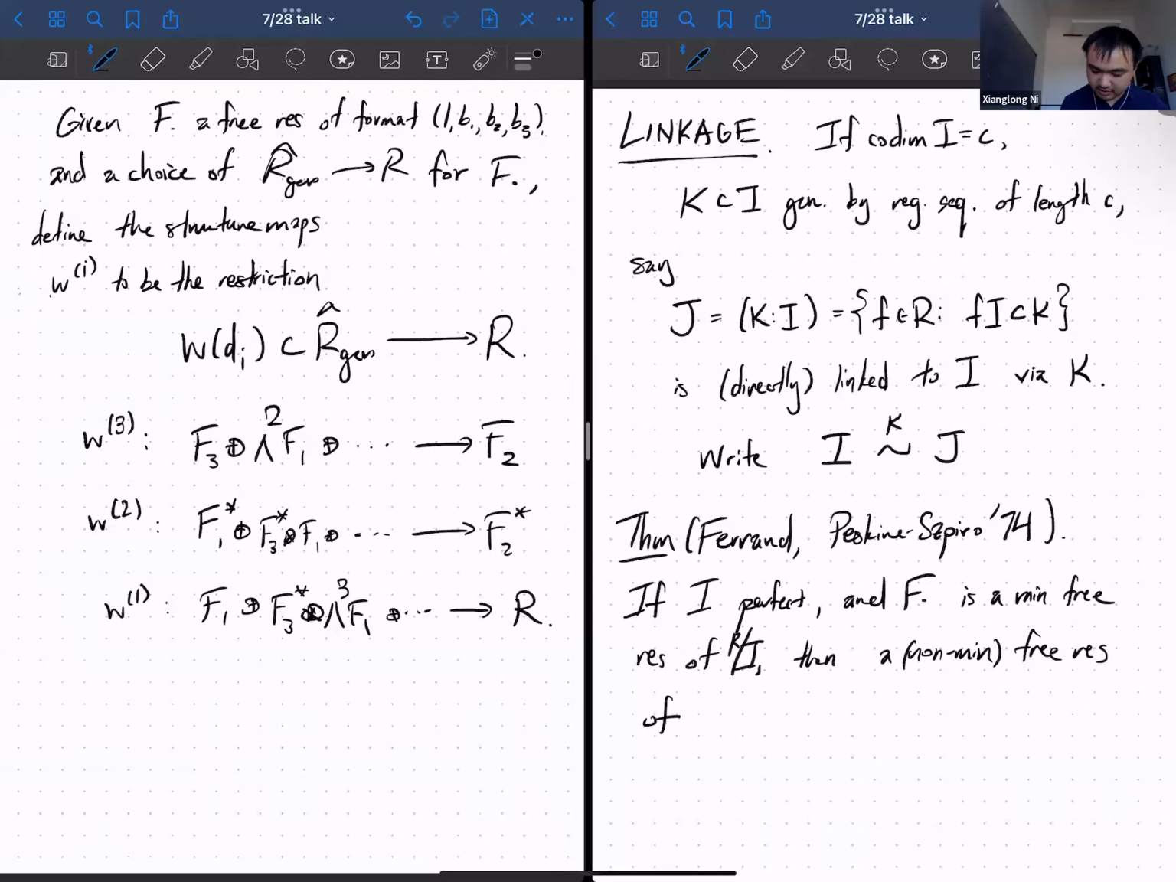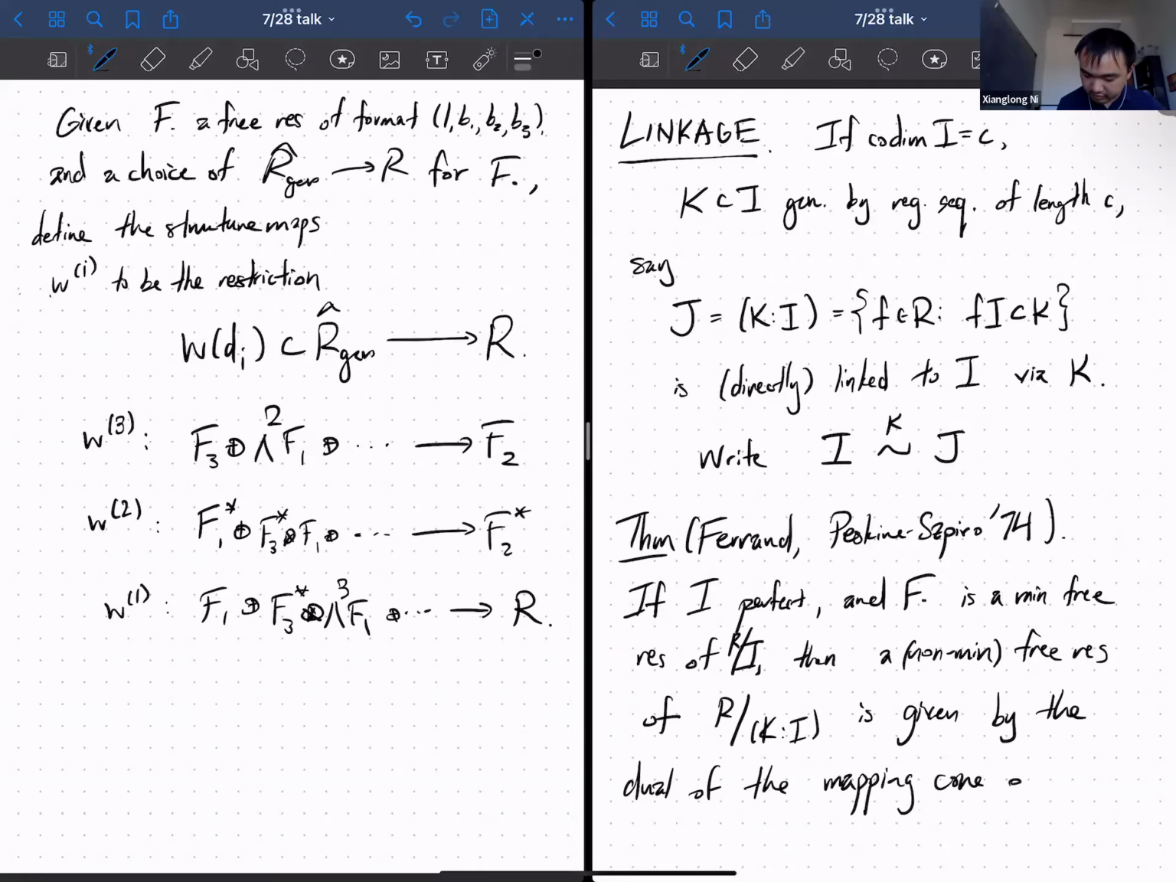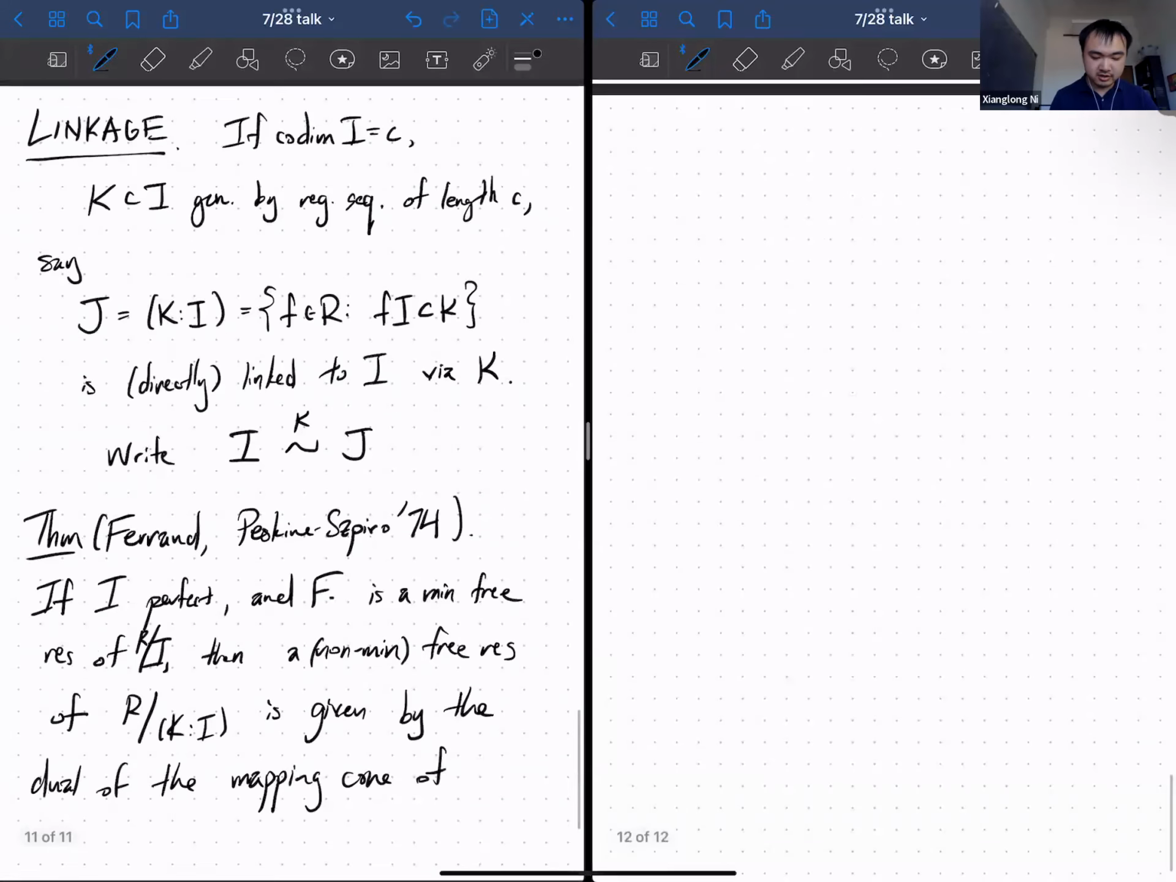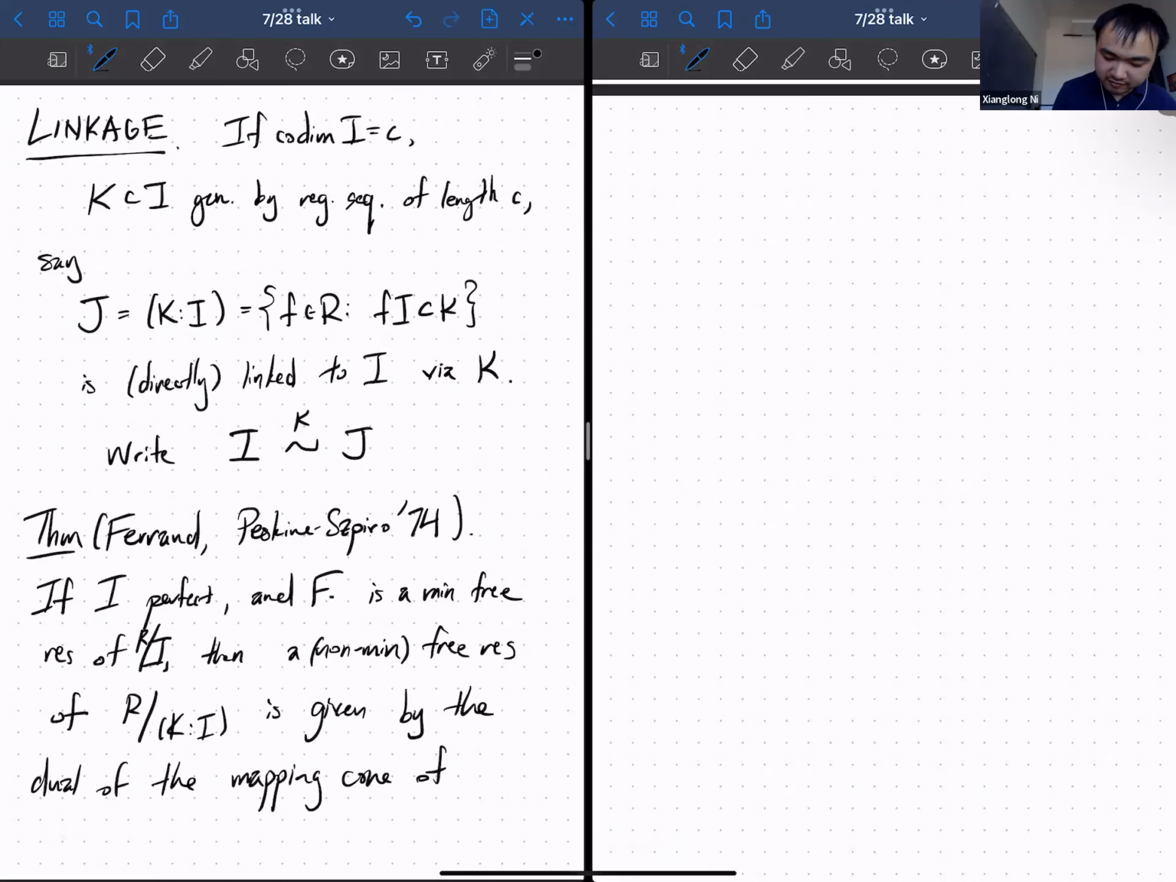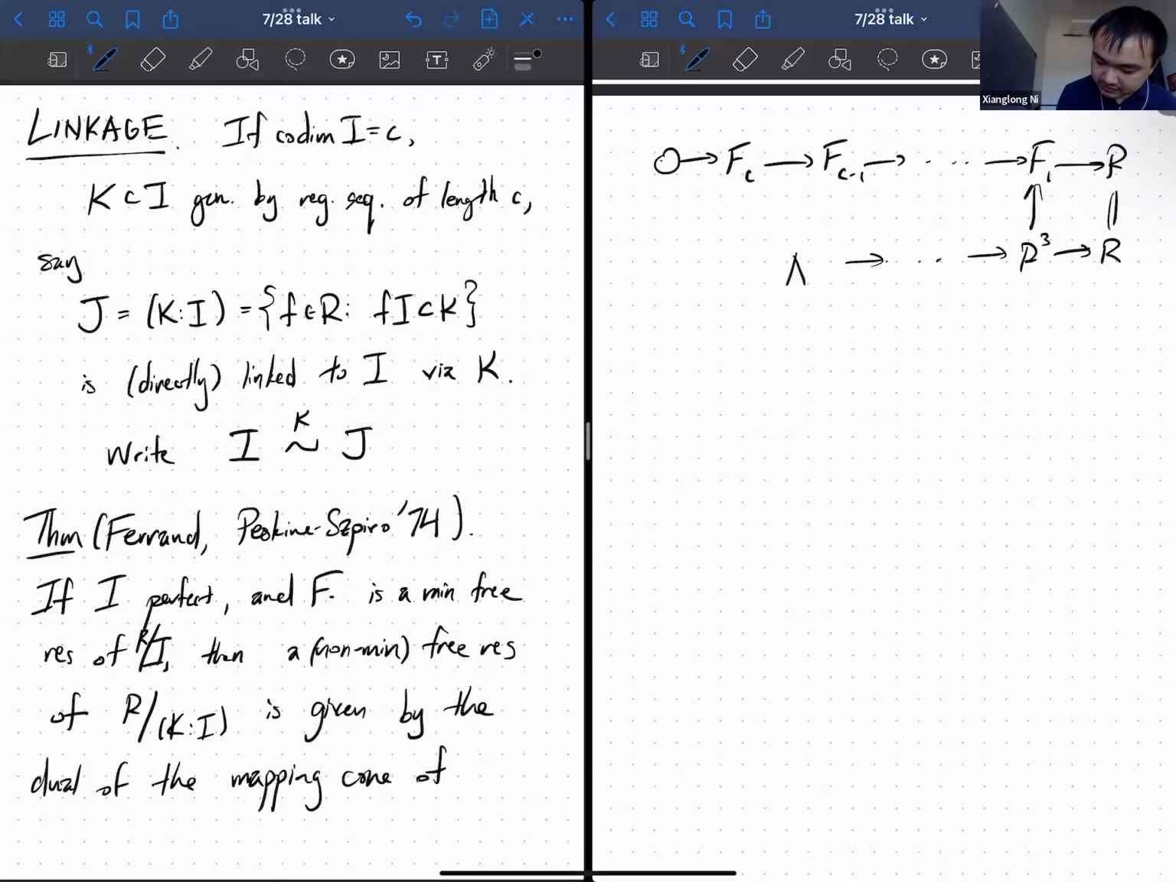free resolution of R mod the colon ideal is given by the dual of the mapping cone of the comparison map from the Koszul complex to F. On the one hand, I have F, which will, by the way, have length c, because we're assuming that I is perfect. And then I'll have my regular sequence. And then on the bottom, I have the Koszul complex. Oops, this is a c, not a 3. Although the case of interest will be for c equals 3.